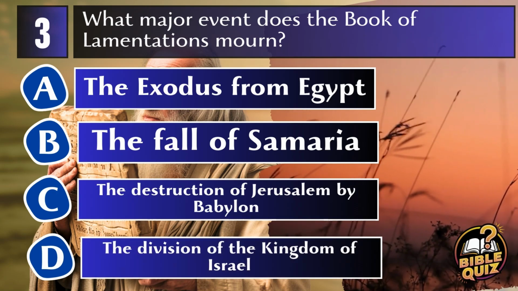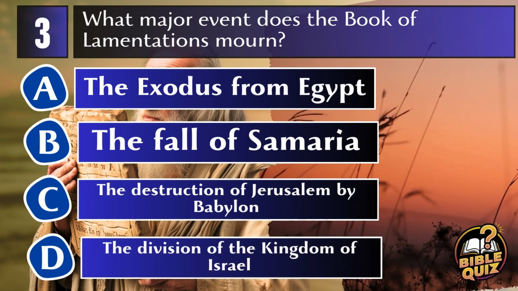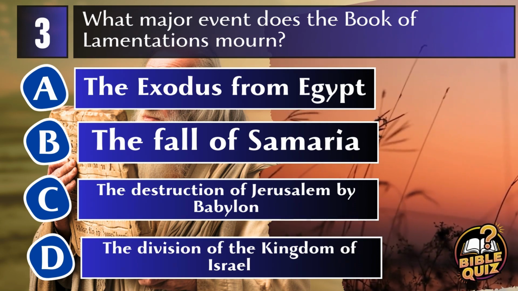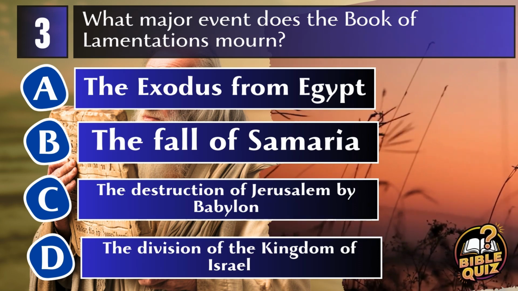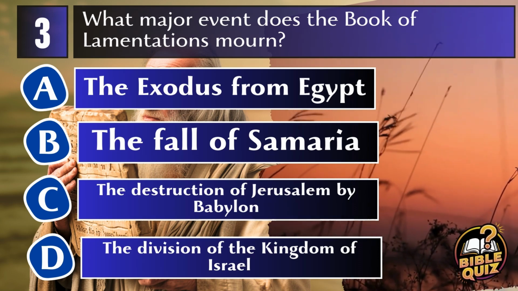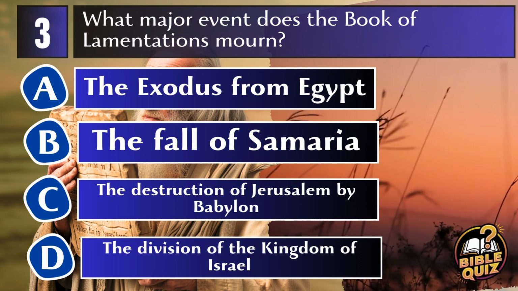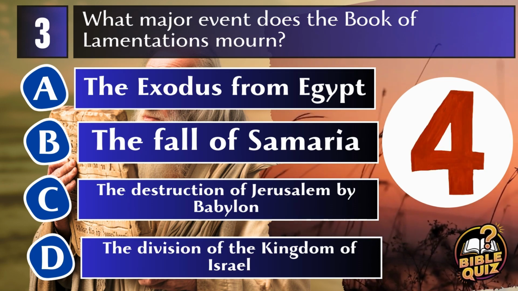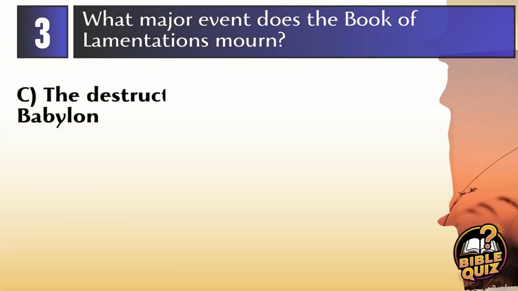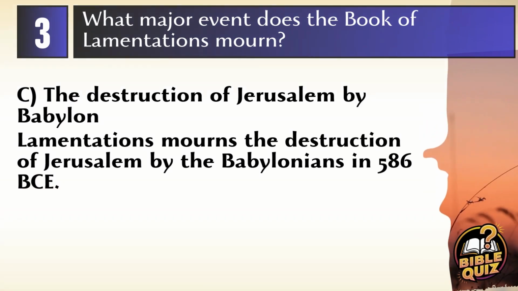Question 3. What major event does the Book of Lamentations mourn? A. The Exodus from Egypt. B. The fall of Samaria. C. The destruction of Jerusalem by Babylon. D. The division of the kingdom of Israel. Answer C. The destruction of Jerusalem by Babylon.